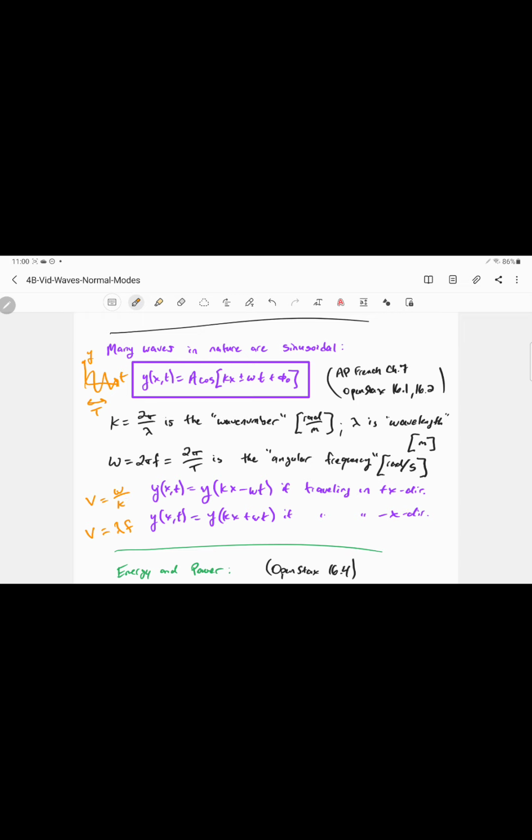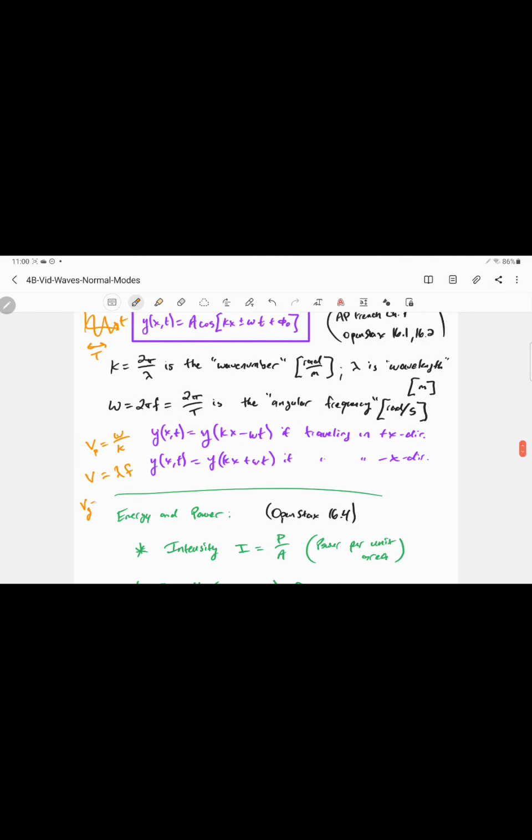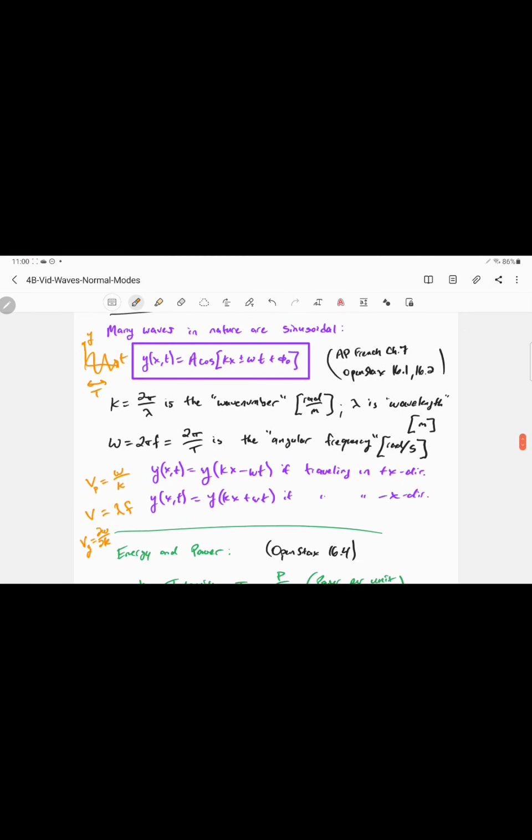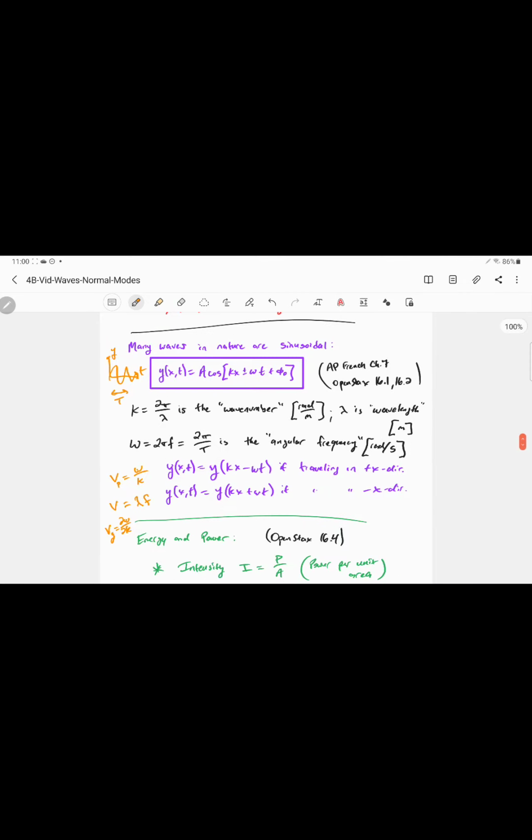So omega over k is the phase velocity. And then we also have something called group velocity, which is d omega over dk. Here it's actually the same thing. I didn't expand on this in a lot of detail, but the difference between group and phase velocity is interesting. Omega as a function of k is called the dispersion relation.